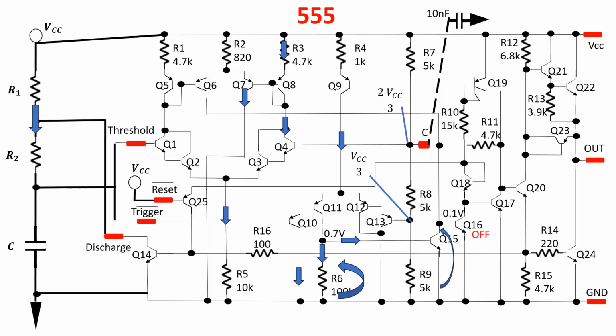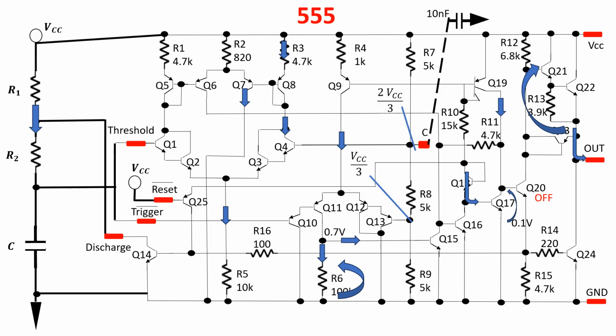If Q16 is off, the current flowing in this branch goes into the base of Q17, switching it on and forcing it in saturation. Q17 now draws the whole current coming from the second collector of Q19, which is a current mirror copying the same current flowing into the base of Q17. Q20 is then off, letting the base of Q21 go up and switching on the output Darlington Q21 and Q22. The output is high. The discharging transistor Q14 is now off, because no current is coming from Q20.